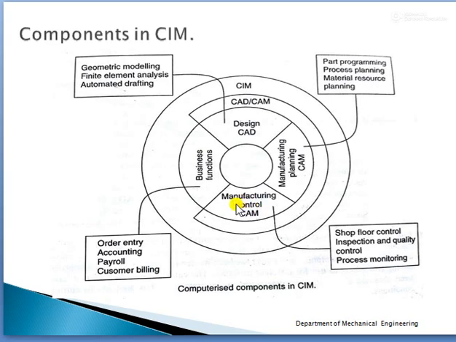Next we will see manufacturing control of computer aided manufacturing, how we can control the manufacturing. On the shop floor we are going to control, inspection we are going to do, and quality control, process monitoring, this we are going to do in manufacturing control. Next we will see the business functions. What are the business functions? Order entry, accounting, payroll and customer billing. These are the main components of computer integrated manufacturing.